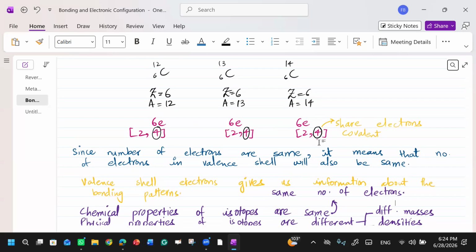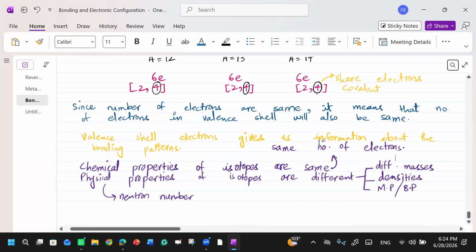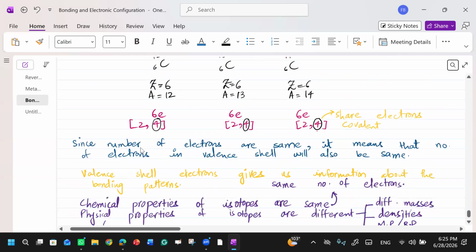So are you clear with this? Okay. So valence shell electron, I have highlighted this in yellow color. Valence shell electron gave us information about the bonding pattern. Do you agree? Yes. So on this chemical properties are dependent. This is the electronic configuration. Basically, we have discussed that it tells us about the bonding pattern. So it tells us about the chemical properties.